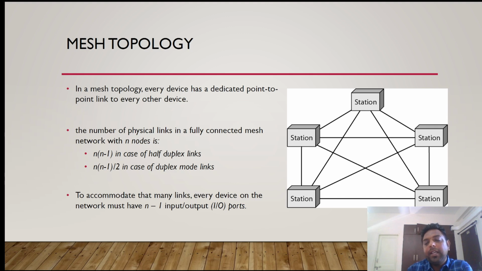In mesh topology, each computer node is connected with every other node in the network. Suppose we have 5 computers. Each computer in the network will be connected with every other 4 computers. So basically 5 into 4, 20 connections will be required in the case of half duplex. But if the connection is duplex, that means a single cable can be used for data transmission in both directions, then the number of connections will be reduced. So it will become half. That is, in this case, it will become 5 into 4 divided by 2, that is 10. 10 connections will be required, as can be seen in the figure also.